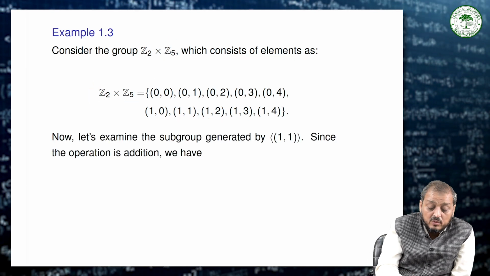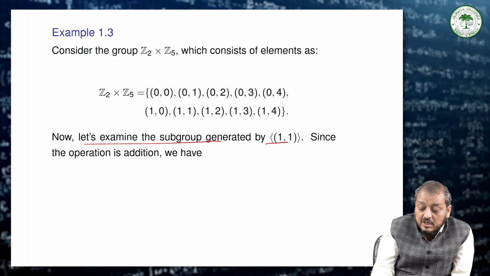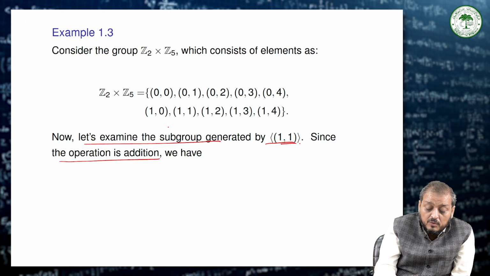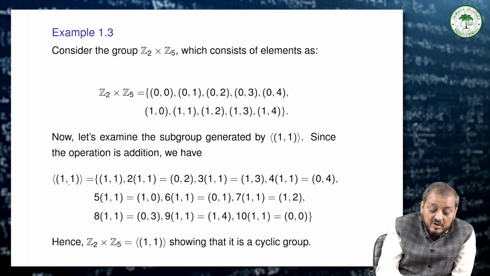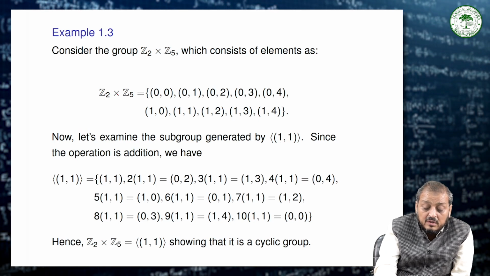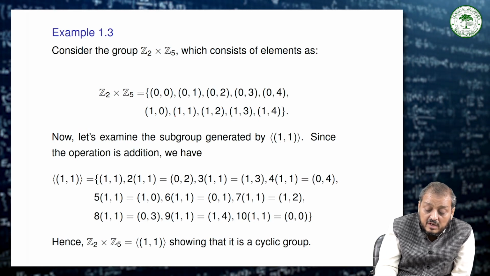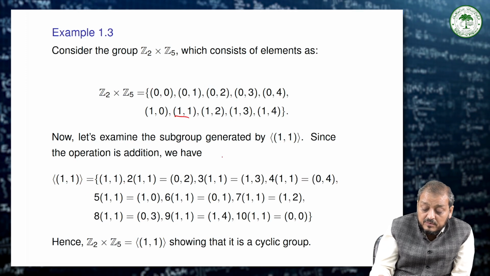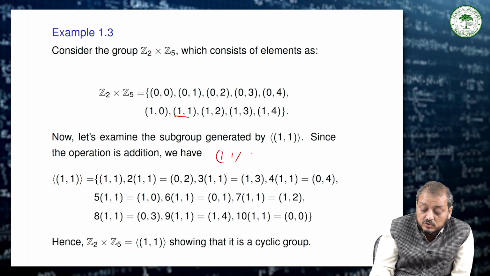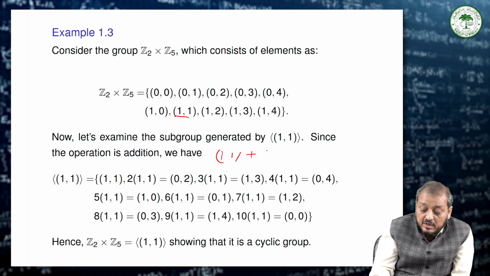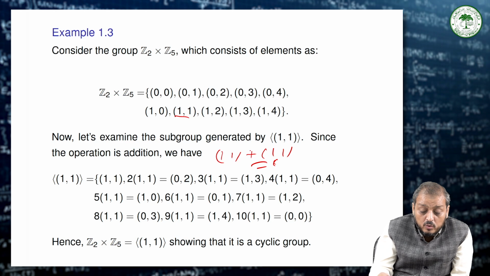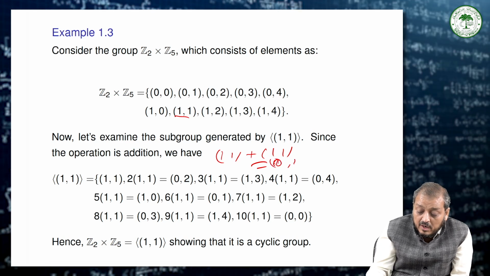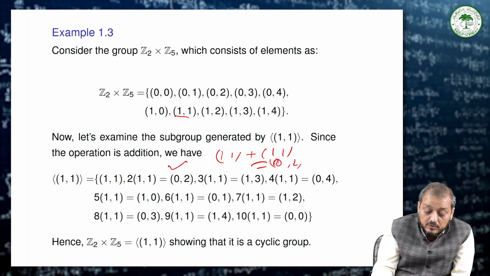So let us examine the subgroup generated by 1 comma 1 under the operation of addition. If you take 1 1, then 2 times 1 1 means 1 1 added to 1 1, which is equal to 2 2, which is 0 and 2 in Z2 cross Z5. So 2 times this is equal to this.